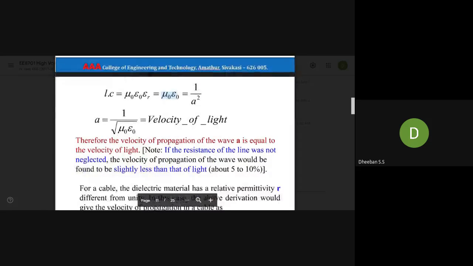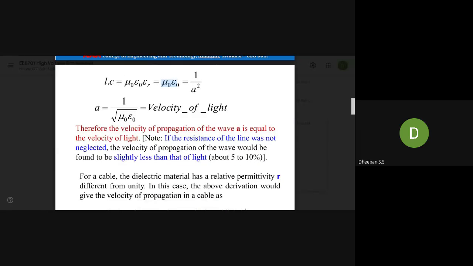So here they are saying the velocity of propagation of the wave, from your sending end to the receiving end, is equal to the velocity of light. It is nearly an assumption, a theoretical one. In the practical case, it is not possible.